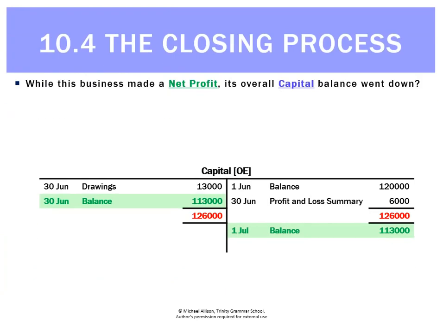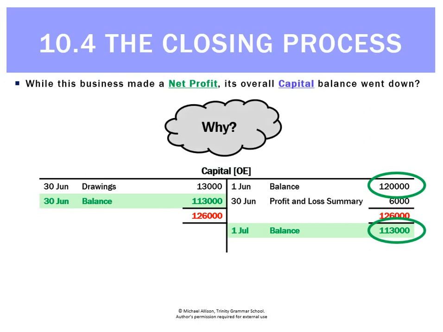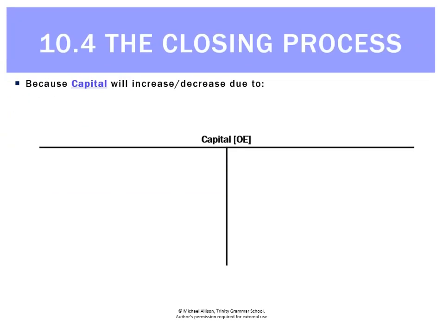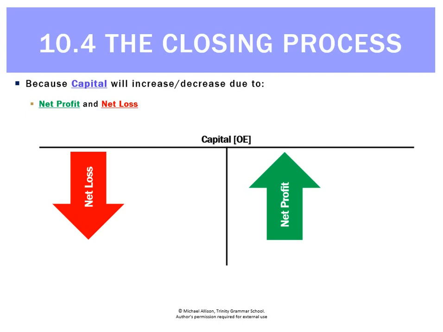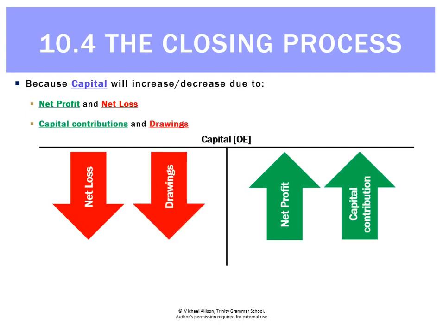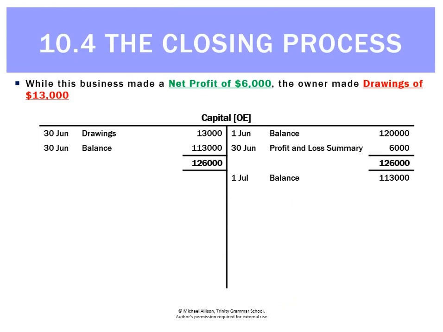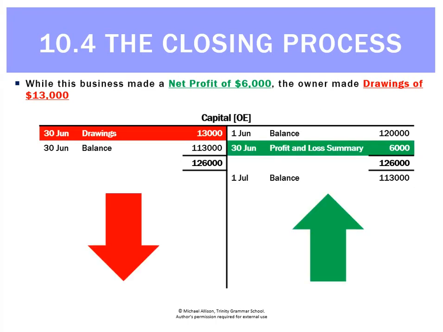Kind of raises an interesting question. If we made a profit this period, how come we ended up with less capital? That's because your profit must be balanced against your drawings. In this case, you can see the profit was 6, but the drawings were 13. So what's happened here is we need to remember that capital will go up with a net profit on the credit side. It'll go down with a net loss on the debit side, but it also goes up when there's a capital contribution, and it also goes down when there's drawings. So in this case, why did the capital balance go down despite a profit? That's because the drawings in this case were much bigger than the profit.